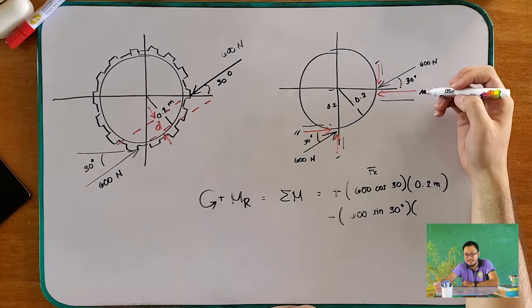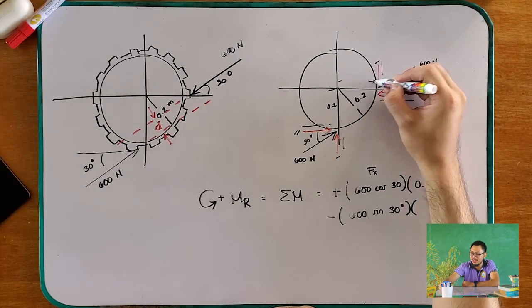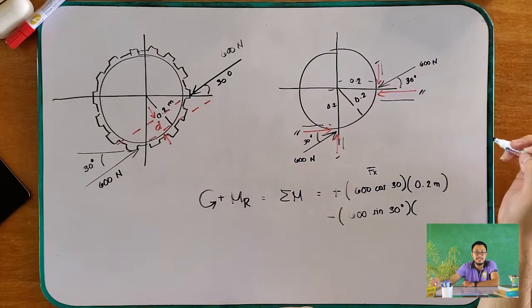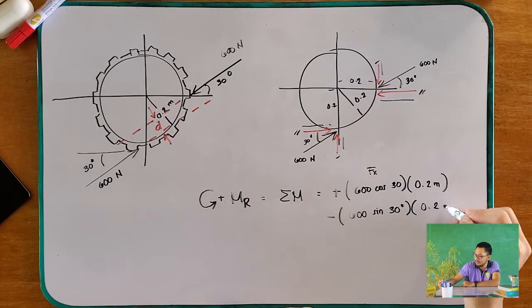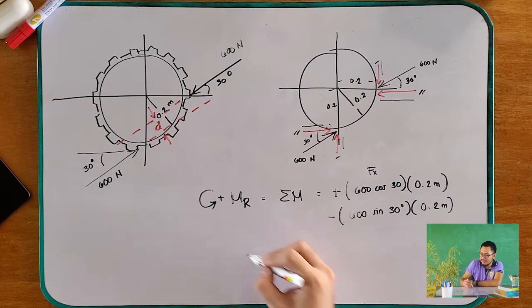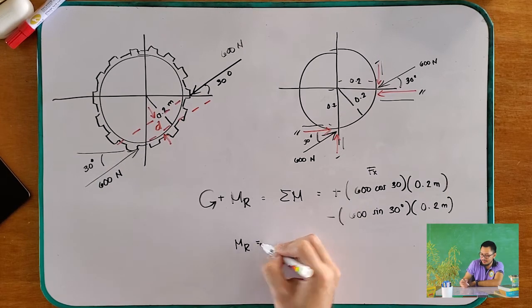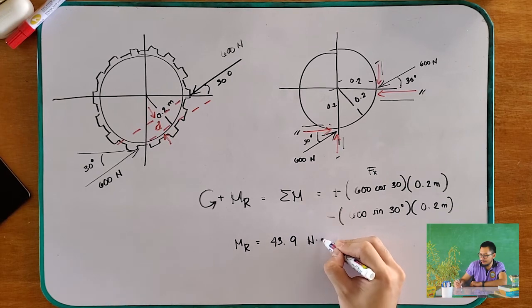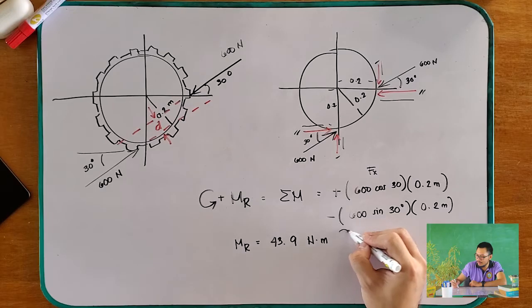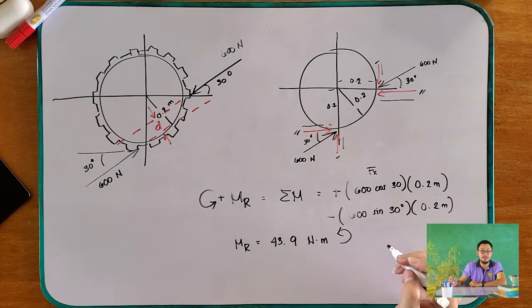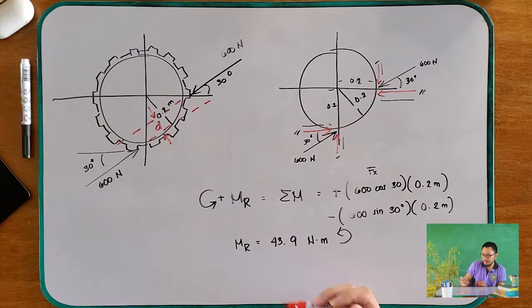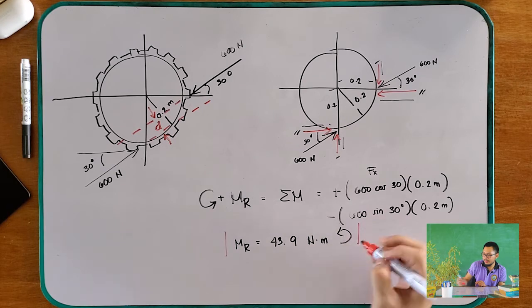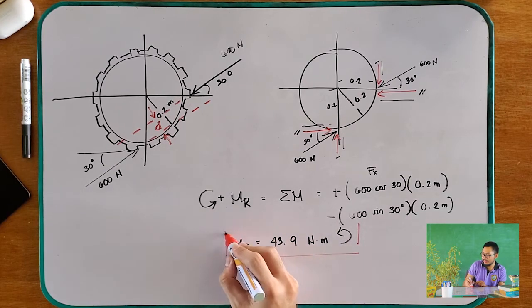And again, what is the distance? This still applies. 0.2 nga distance. So therefore, this is 0.2 meters. And you will arrive to an answer of 43.9 Newton meter. So since this one is already positive, so we can say that this one is rotating counterclockwise. And this one is your final answer.